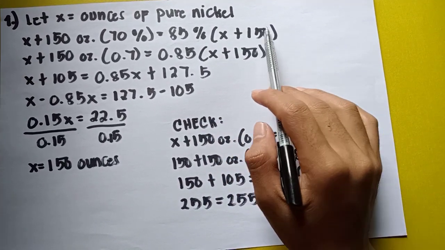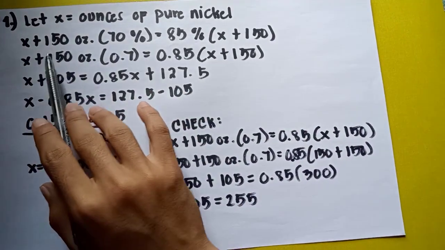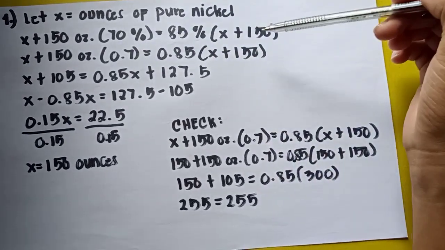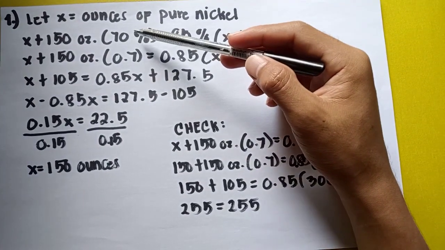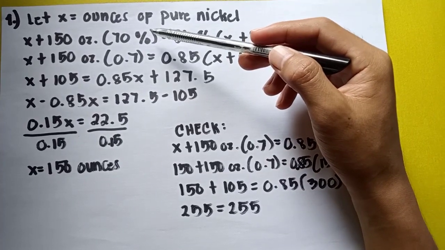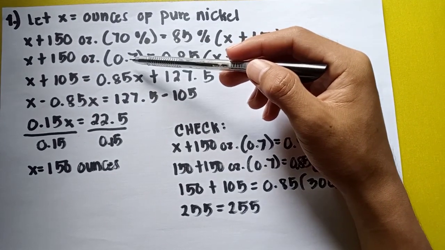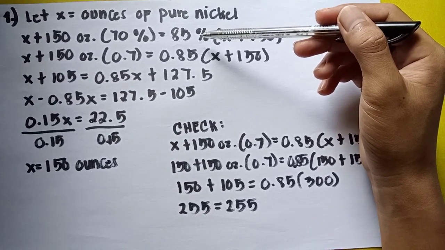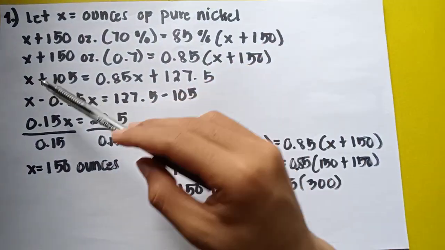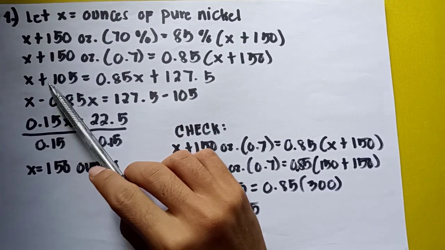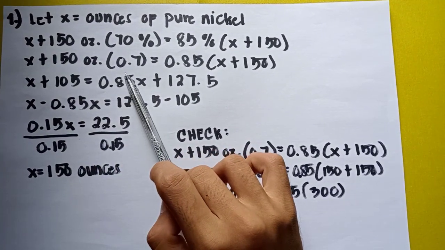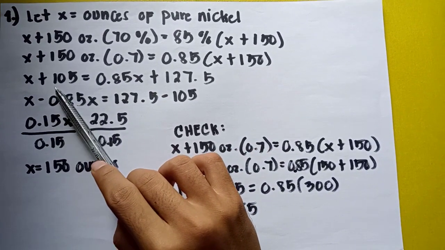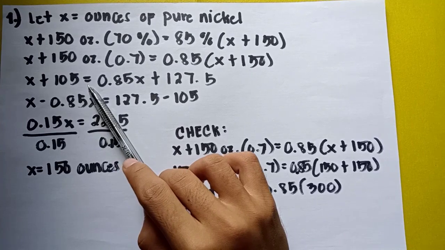So this is our formula. Then next, we will convert these percents into decimals. So 70%, when you convert it to decimal, will be 0.7, and 85% when you convert it to decimal will be 0.85. So X plus 150 times 0.75. So the answer is 105.